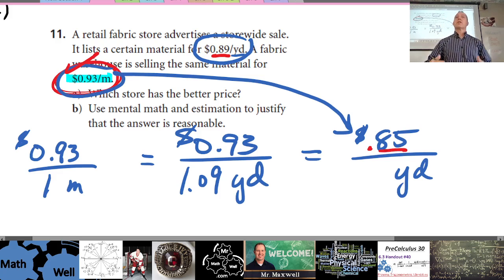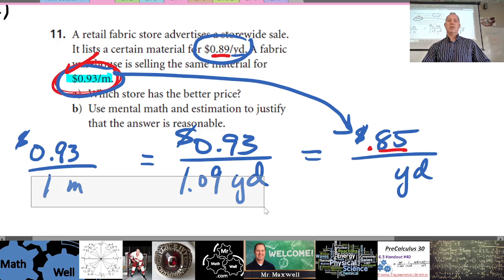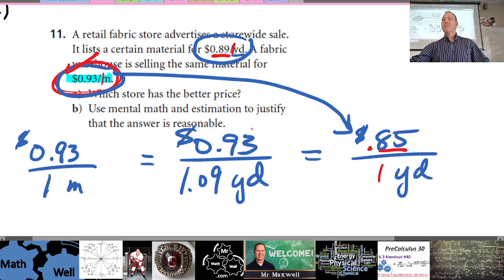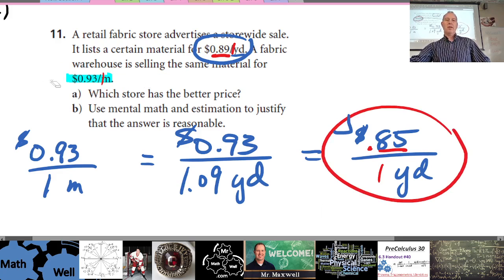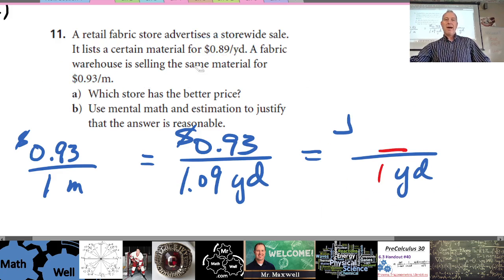So the key is to get them to the same units by just filling in these values. Here's the connection between meters and yards. Just do this division, and now you've got a unitary rate. A unitary rate is always per 1 of something. This is per 1 yard up here, this is per 1 meter. So you want to convert this to per 1 yard and compare the prices. So the better deal is the fabric warehouse, not the fabric store.